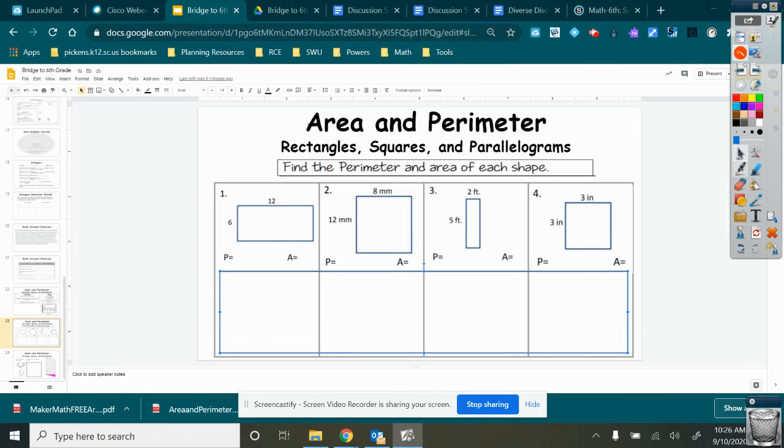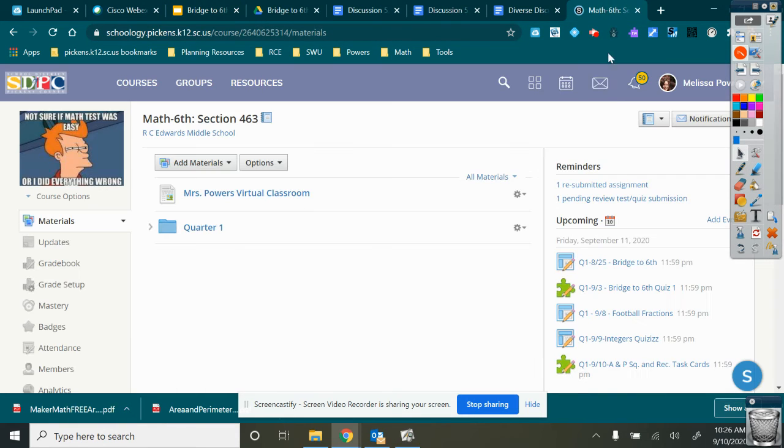For your assignment for today, you're going to just need to go into Schoology. And just as a note to you, if you look over on this side under upcoming, don't worry about the very first thing here, Bridge to 6, because that's your interactive notebook, and we will talk about that on Friday. But these other 4 assignments all are due tomorrow. So Bridge to 6 quiz, that was from last week. If you didn't finish that, that's due tomorrow. Football fractions from Tuesday's due. The integers quizzes from Wednesday's due, and then the task cards from today are also due.